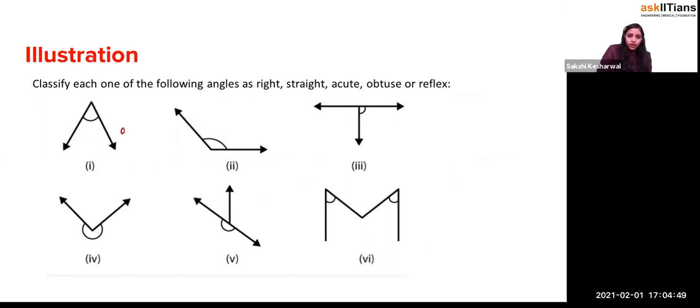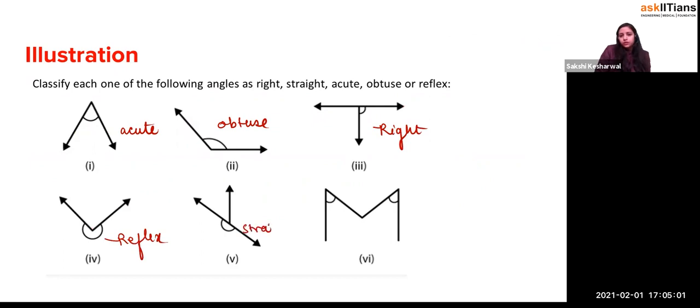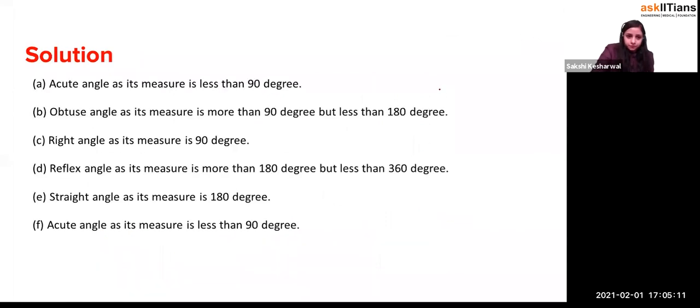So this one is what, beta? Acute. Simply, this one is obtuse. Yeah, this one is what? Right, this one is what, beta? Reflex. Yeah, this one is what? A straight angle, right? And this one is again an acute, right? But if I say that this angle, so this one will be what, beta? Reflex, right?